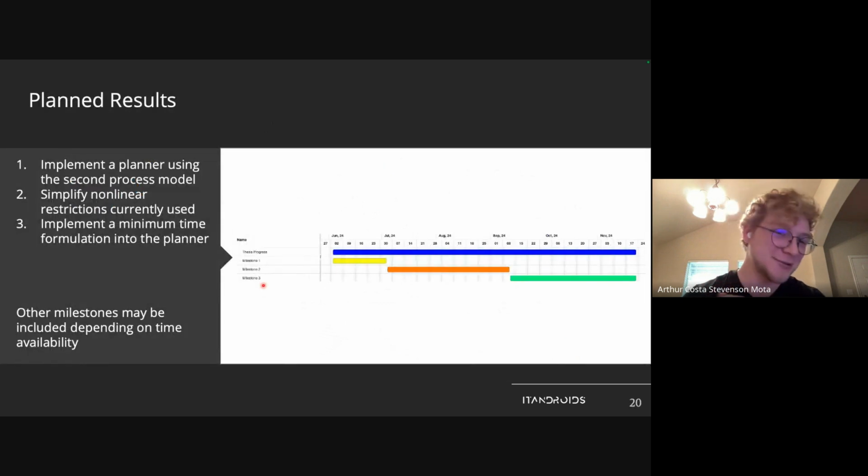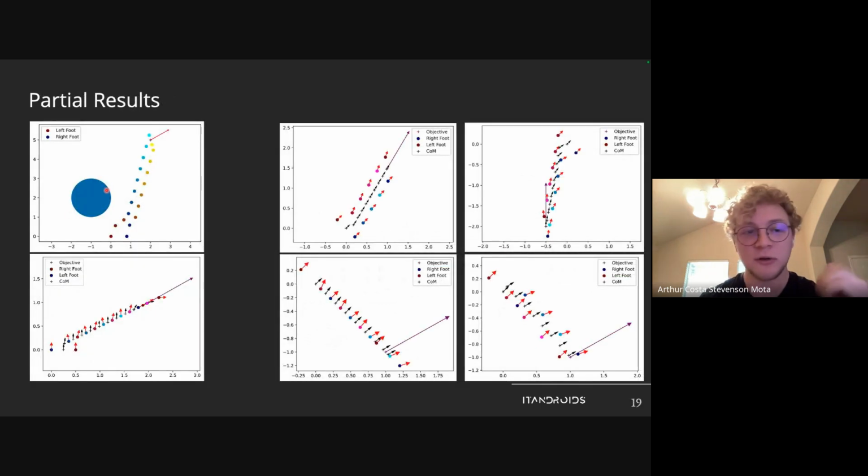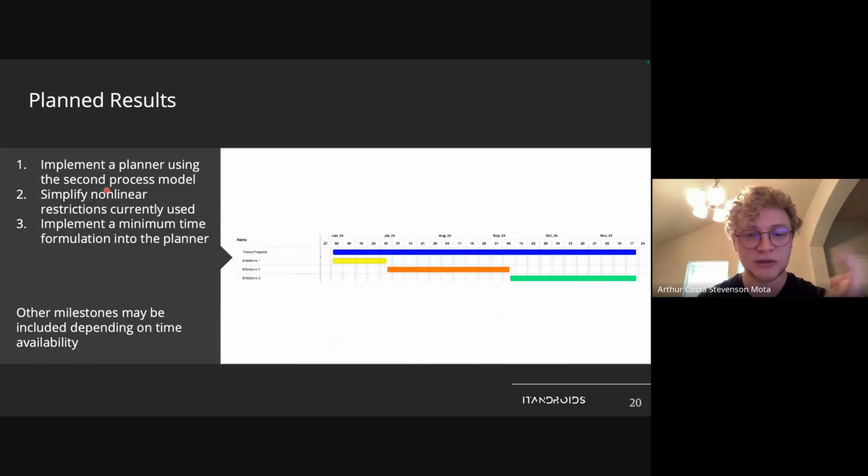Okay, so some planned results. Some milestones for the thesis: the first one is to implement a planner using the second process model. The second is to simplify some of the nonlinear restrictions that I'm currently using. I haven't mentioned this a lot, but some of the restrictions I am using currently, such as this one for the obstacle avoidance, are very nonlinear, and that is not ideal because it is very computationally expensive. So the second milestone is to simplify these. And the third milestone would be to implement a minimum time formulation into the planner, as I discussed before.